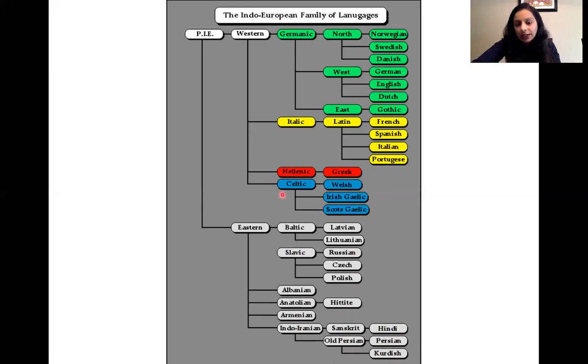Now, you can see that this is a huge language family, Proto-Indo-European. It's one of the largest language families that we have, but it's so interesting because there are all these different branches to it. And then you can see that there are similarities and dissimilarities based on which branch of PIE you belong to.